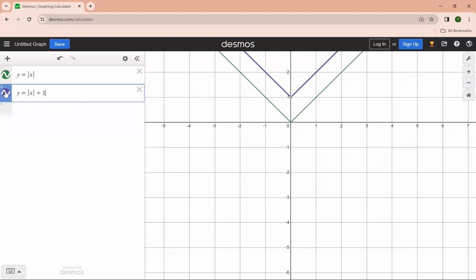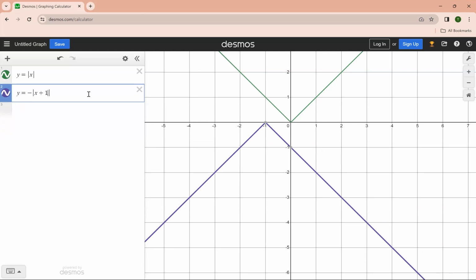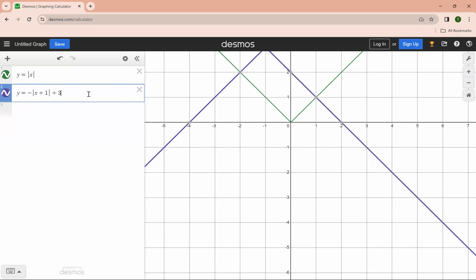Okay. So now what do you think a negative does when it's put in front of the absolute value? Doesn't it go down? Let's take a look. It opens down. So it can still have all this other stuff, right? Like it could, for example, be left 1, up 3, and open down. All right. Any questions on that?